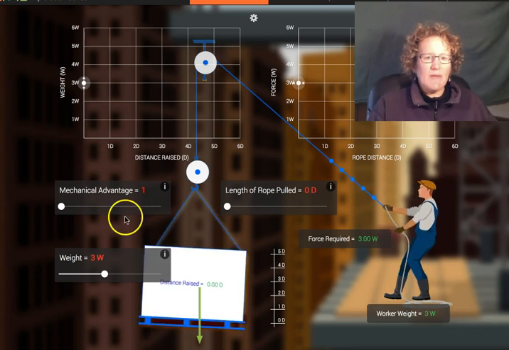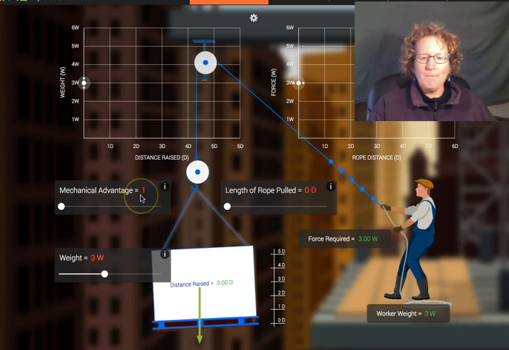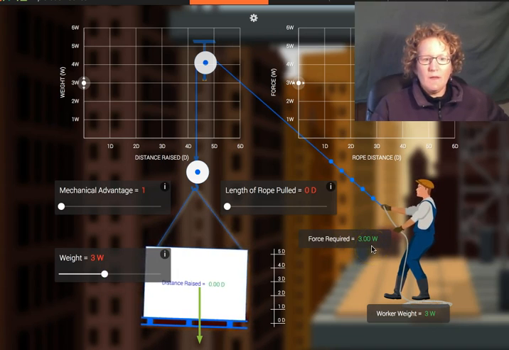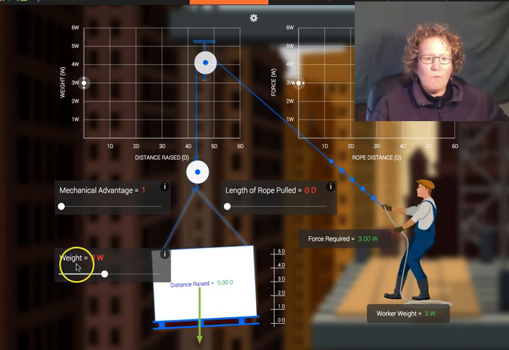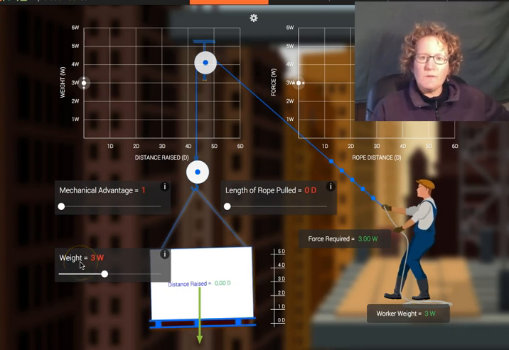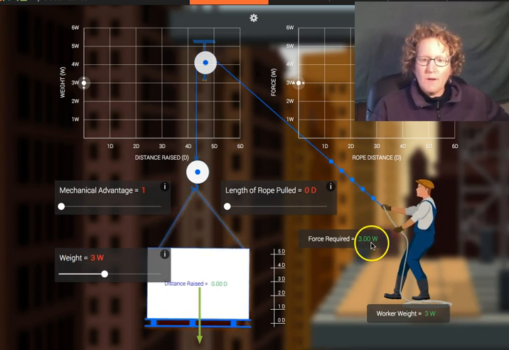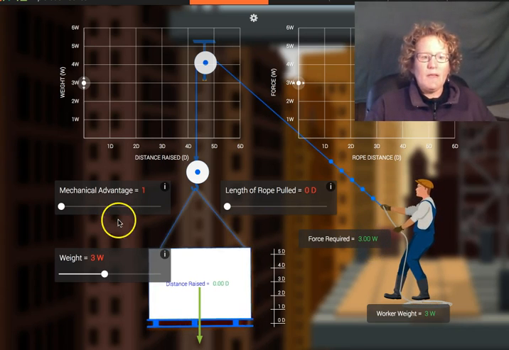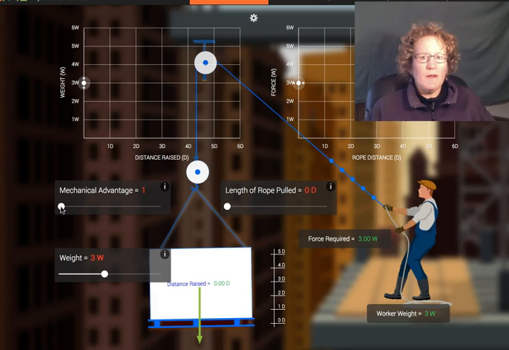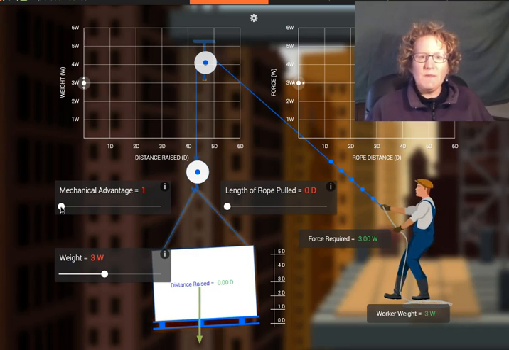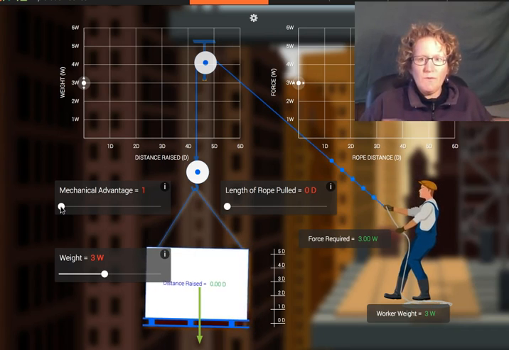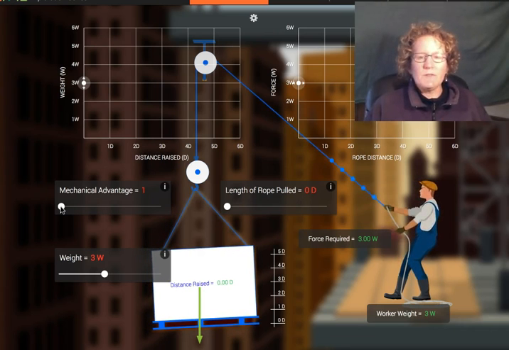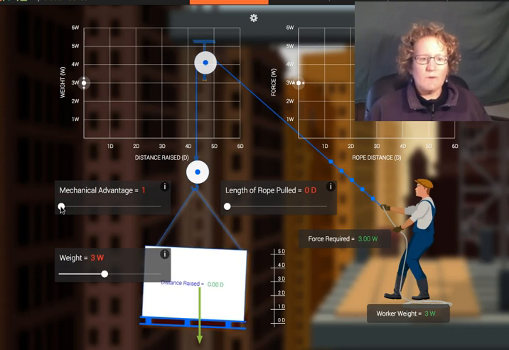Right now I have the mechanical advantage set to 1. And let's see how much force is required. We have a weight of 3, so 3 units of weight are going to require 3 units of force. So that's a one-to-one relationship, and that's why the mechanical advantage is 1. This pulley system isn't really going to give you any more oomph. It's not going to give you that trade-off for force and distance. It's just going to change the angle you're pulling the rope.